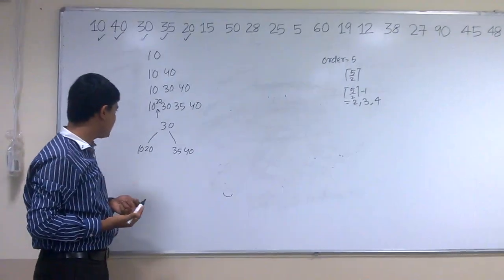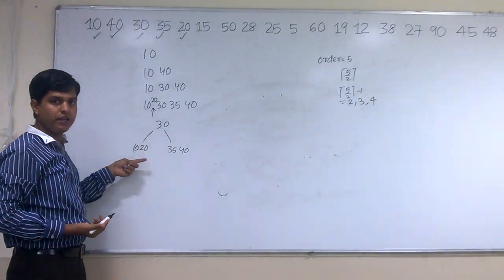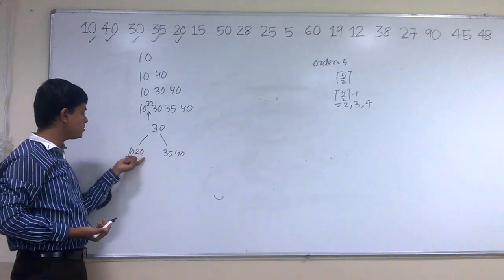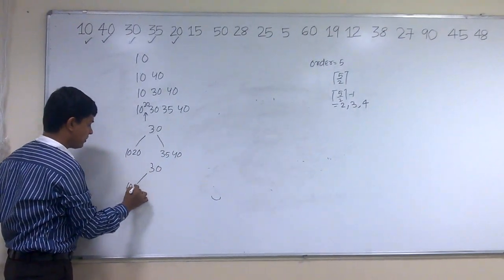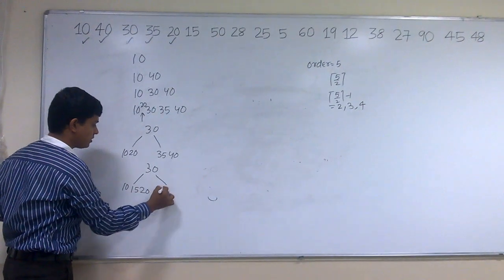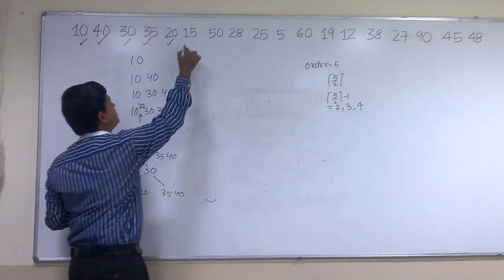If I insert 15, obviously 15 is less than 30, so it will go to the left subtree, and 15 is some intermediate bit position between 10 to 20. So I am inserting 10, 15 and 20. After that we have 35 and 40. So 15 insertion is over.